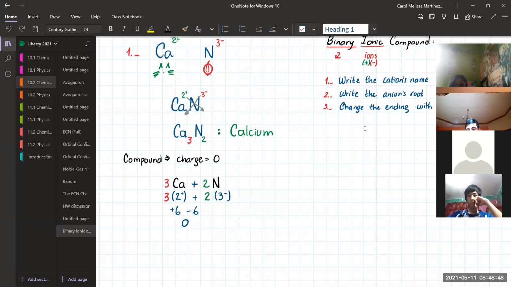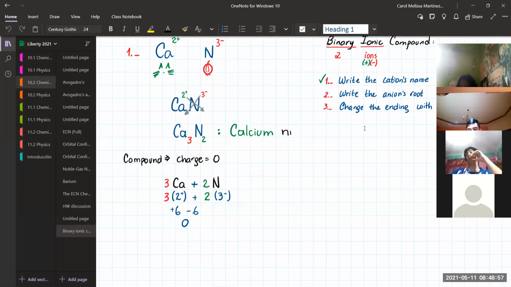Then it says, write the anion's root. So you know that the anion is just nitrogen, okay? But it says, write only the root. So to know what the root is, for nitrogen, the root is nitro, okay? So this is the root.